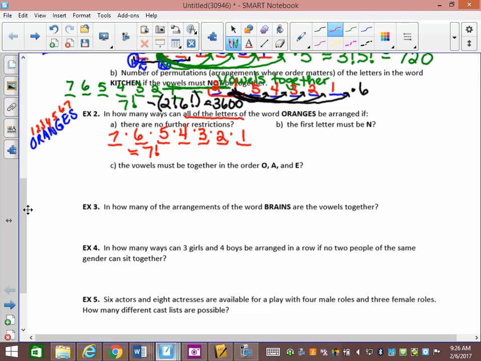Which is, yes. You try the next 2. The catch on this one is the vowels must be together in the order O-A-E. So they're together and they have to be in the order O-A-E. Okay? Try it out.